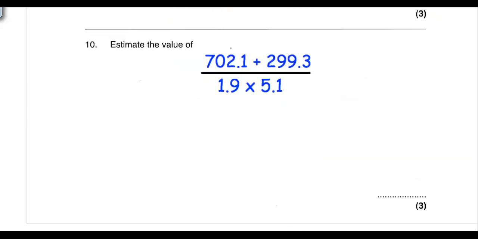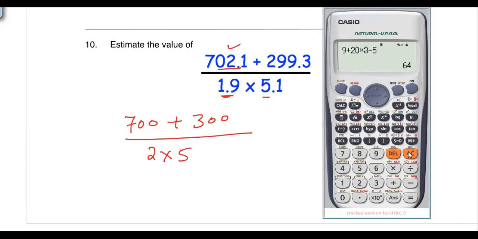In the same way, I have to round this to one significant figure. So this is the first significant figure, 7. The remaining 700 plus 299, if I round to one significant figure, will be 300. Rounding this to one significant figure will be 2, and rounding this one will be 5. So if I calculate 700 plus 300 divided by 2 times 5, it will give you 100.